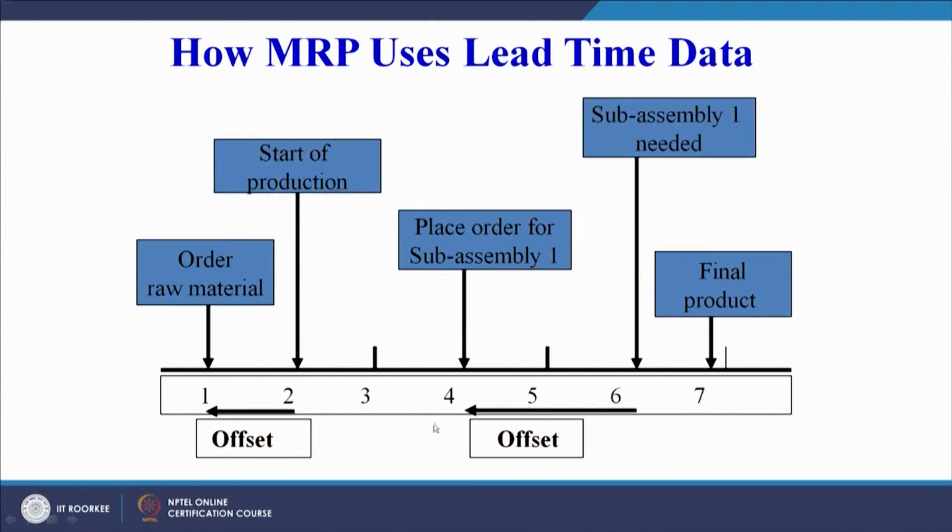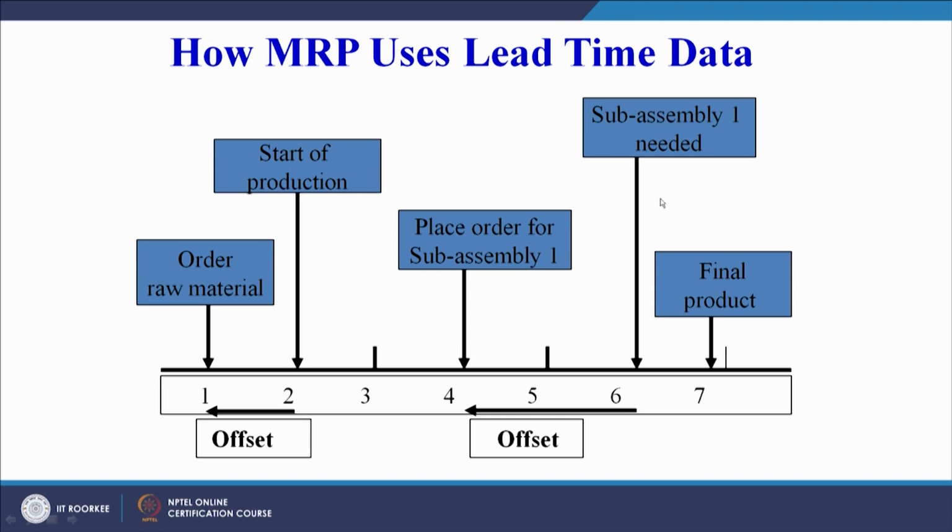So start of production to the final product, this is the manufacturing lead time, and here we can see that the order of material and the final delivery of material is the ordering lead time. We need to understand that we have ordered the material here, it will take some time to arrive, and then our production may start. So from sub-assembly 1 needed and placing the order for sub-assembly 1, this is showing us the manufacturing lead time, and ordering the raw material and receipt of the raw material for starting the production is giving us an example of the ordering lead time.